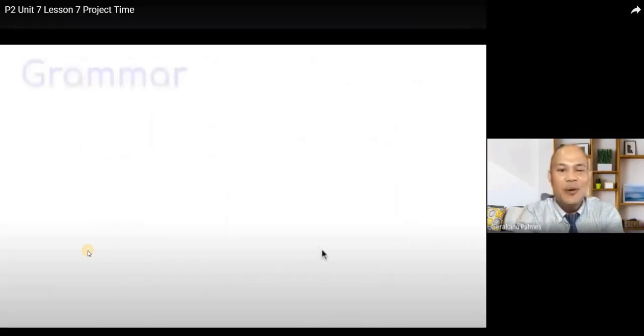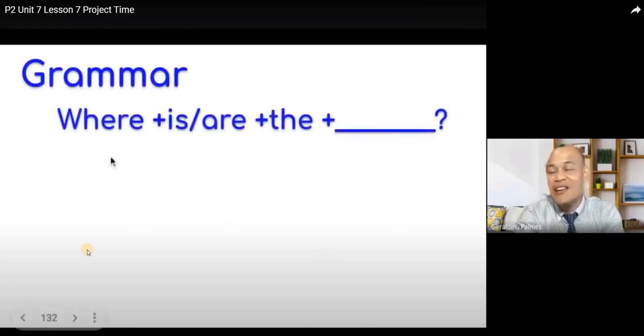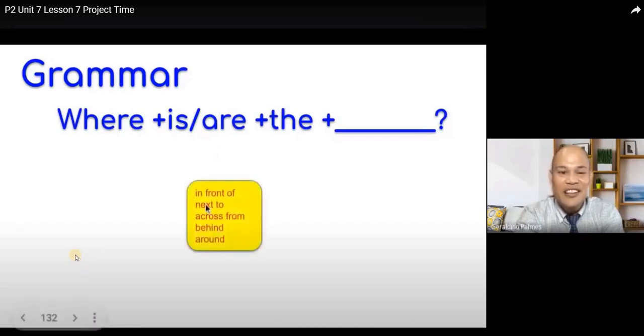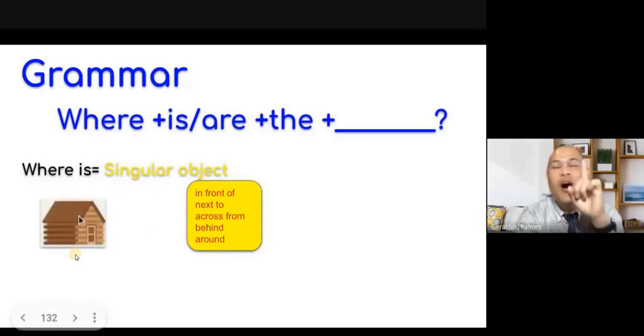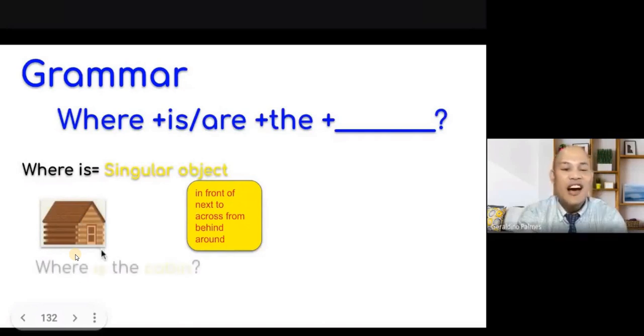Let's look at the grammar part. If you can remember, the grammar part, we ask about where is, are for the plural, and then the place. Look at here. These are the prepositions of place that we use. Where is, I already explained this in lesson number 4. Used for singular object. Singular example, one cabin. So we ask, where is the cabin? We answer, it's, and then use the preposition, and then the name of the place.